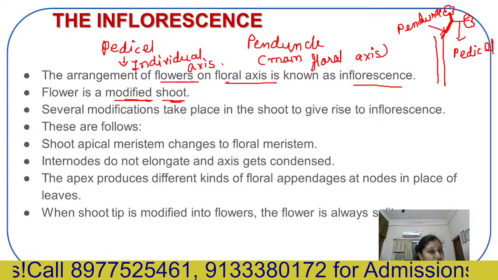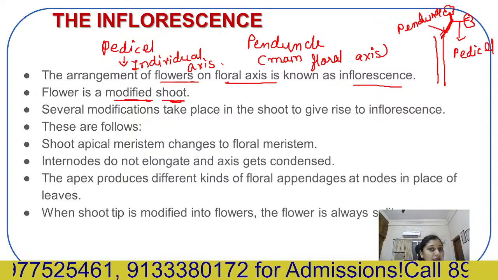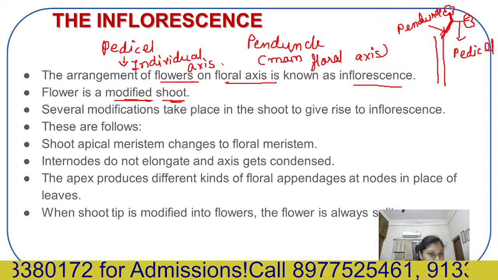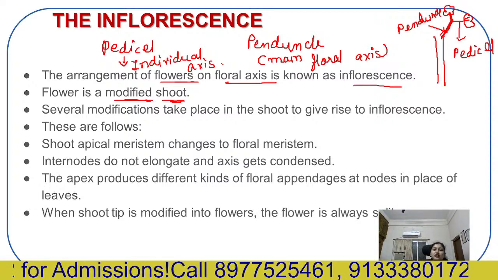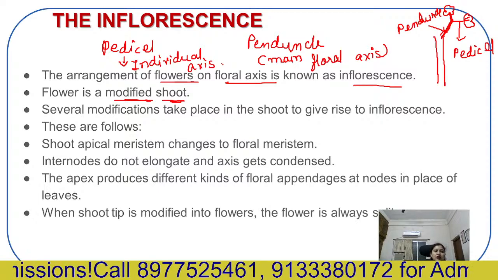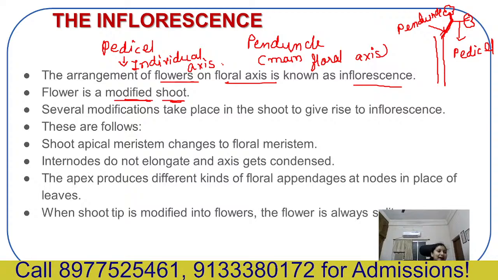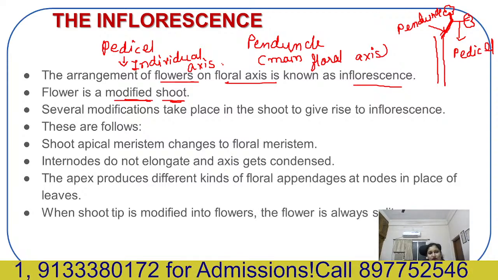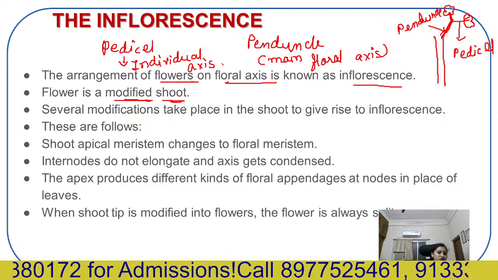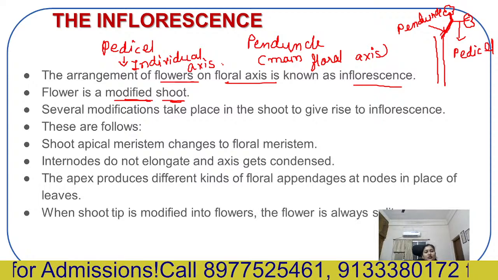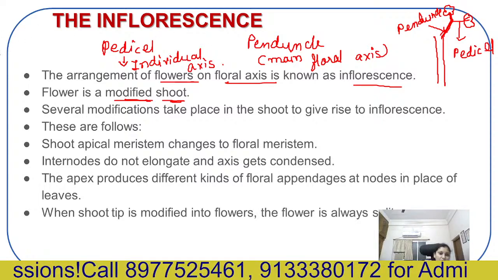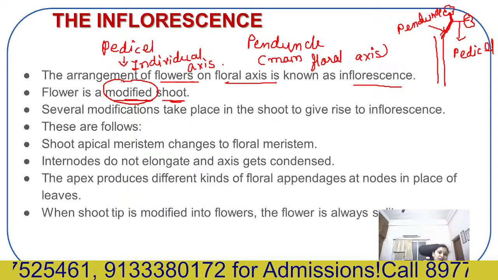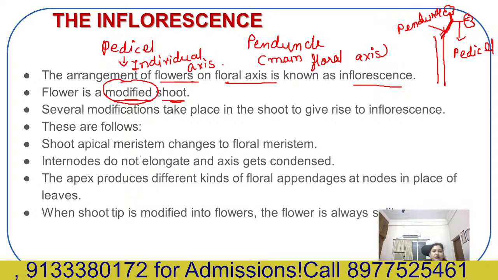So now what is a flower? If it is asked, is it a modified root, tip, branch, leaf, or what? It is a modified shoot. So several modifications take place in the shoot to give rise to the inflorescence. So inflorescence is nothing but the arrangement of flowers on a floral axis. So these are the changes. The shoot apical meristem changes to the floral meristem. See, when a shoot is modified, what type of modification occurs, that we are discussing right now.